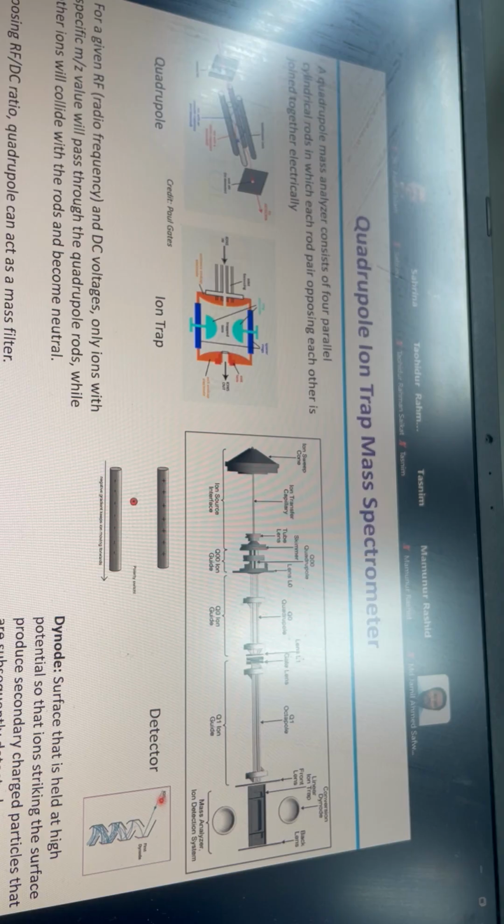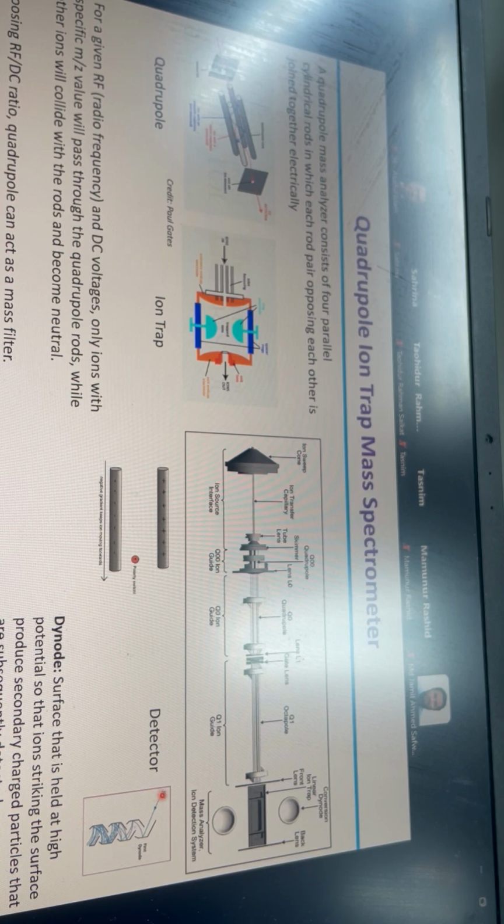Okay, when these ions actually hit the dynode, the dynode releases electrons. So if more and more ions are hitting the dynode, it will be releasing more and more electrons, and then it will create a cascade of electrons, and then we count all those electrons to convert them to abundance.